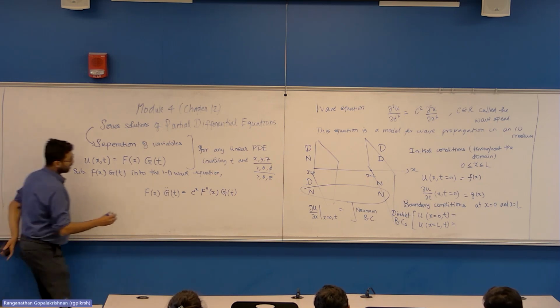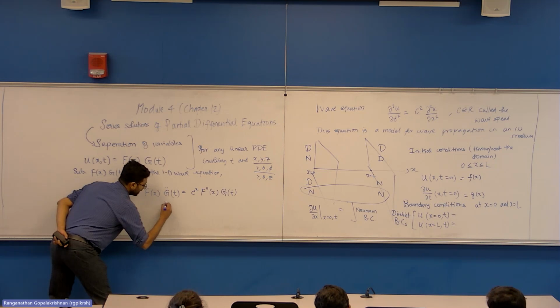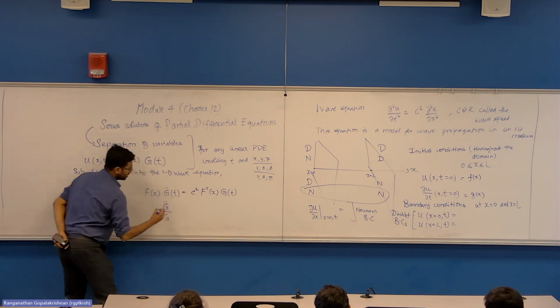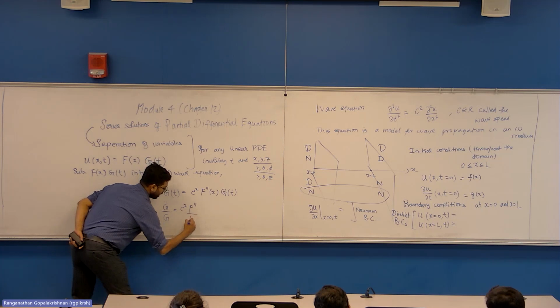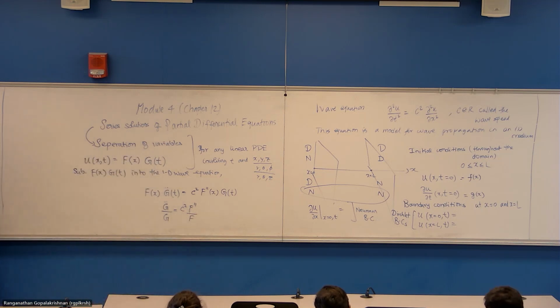So we can do some rearrangement to write g double dot divided by g equal to c squared f double dash divided by f. These are the standard steps under separation of variables. This will apply for all the equations that we will later see.